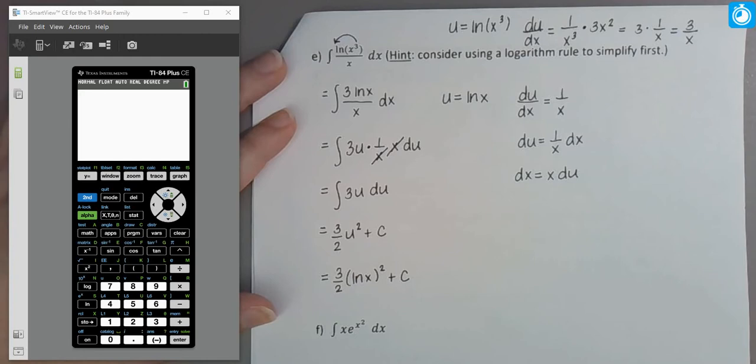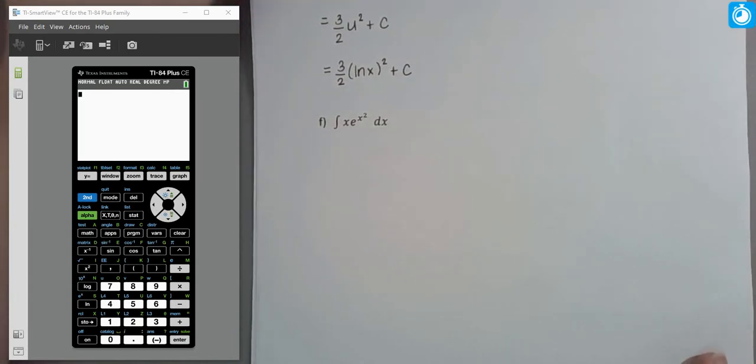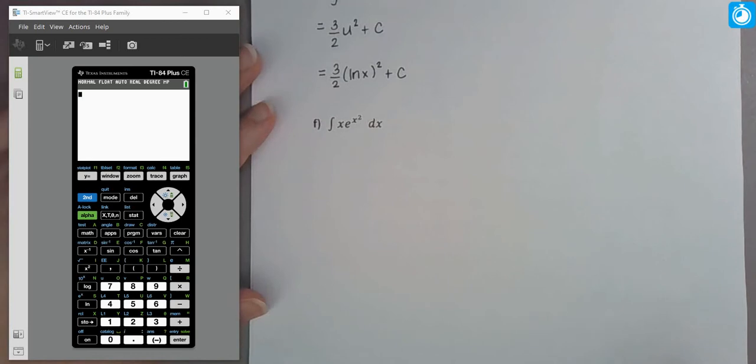Okay, let's try one more example, and then we're going to look at a definite integral. What happens when we have limits of integration? Well, the good news is not much changes. We just have a couple more steps at the very end of the problem.